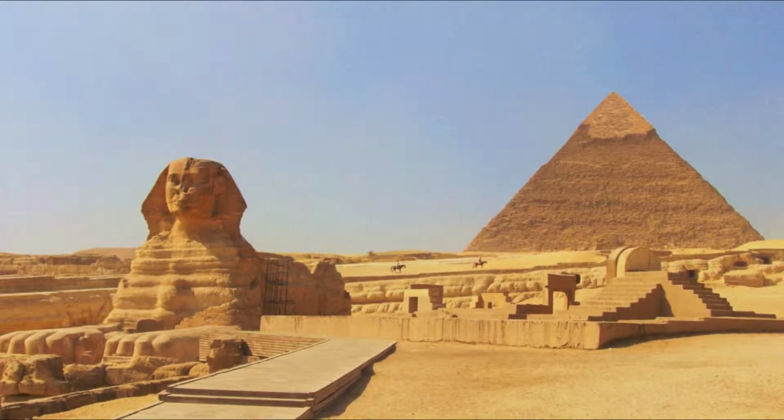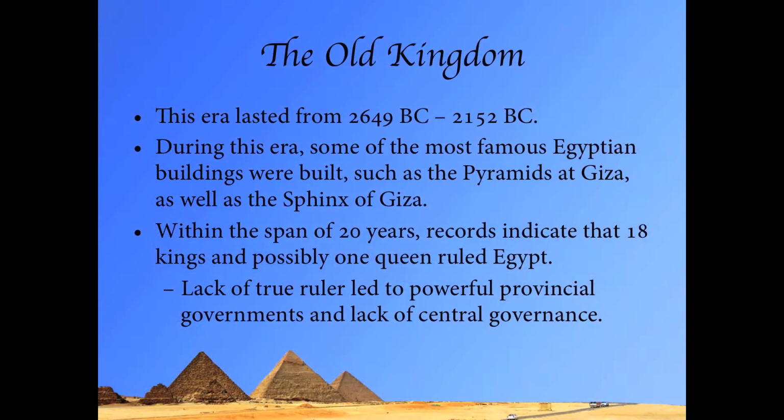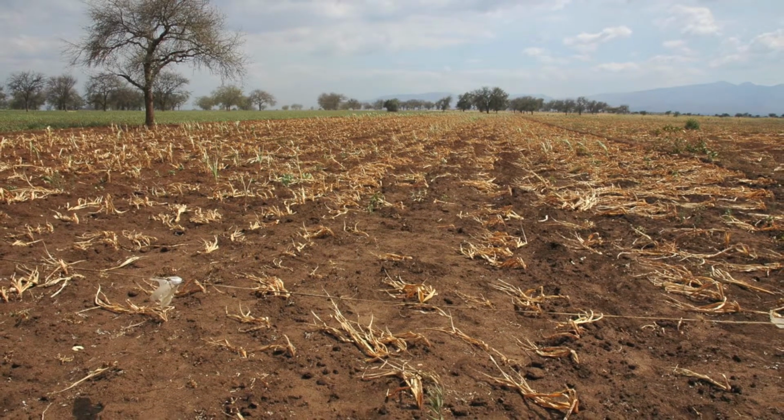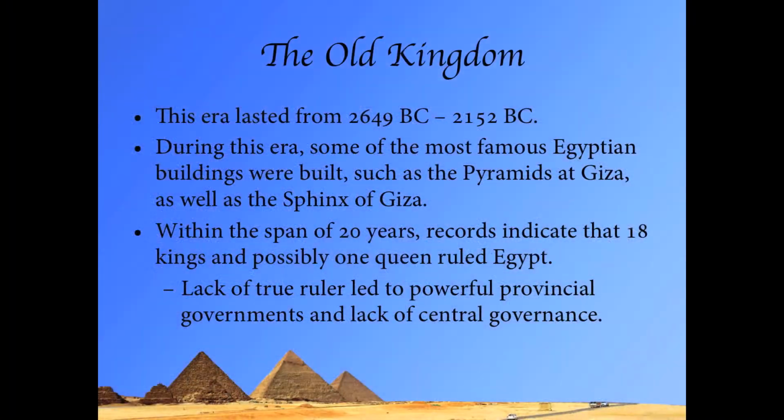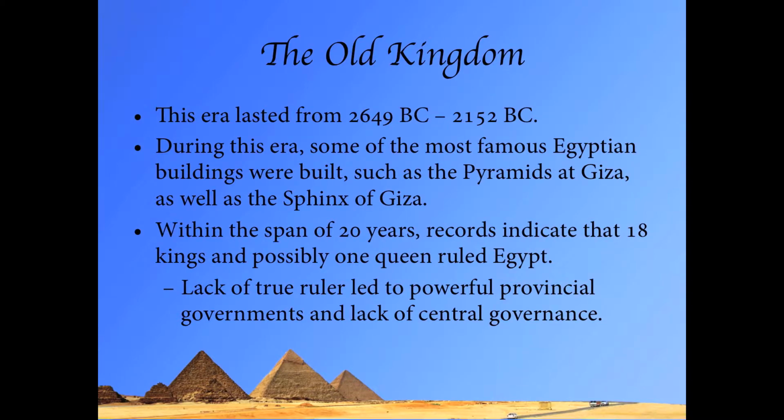and the Sphinx. The fall of the Old Kingdom was due to a time of instability when a drought had stopped the annual harvest of the Nile River. Along with this, most of the rulers of ancient Egypt ruled for little over a year, and the lack of a true leader led to the end of this era.